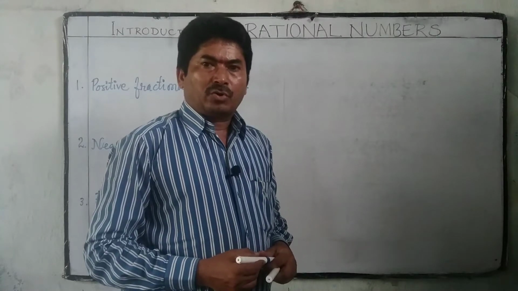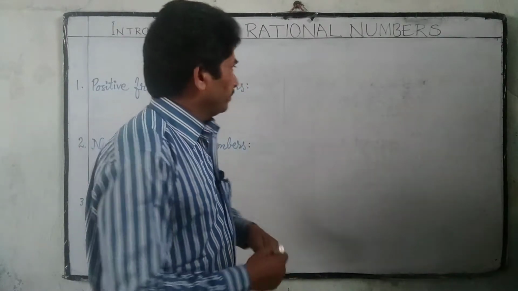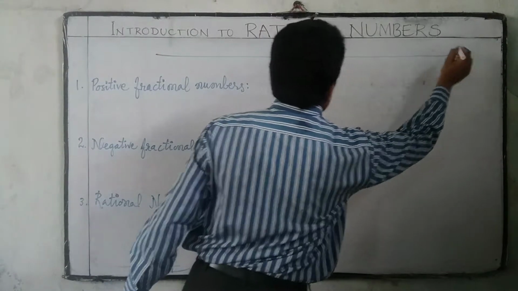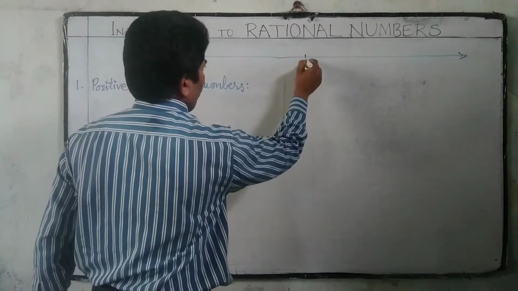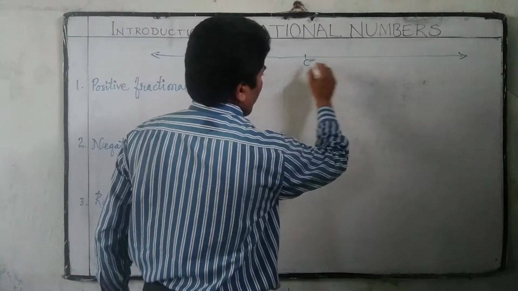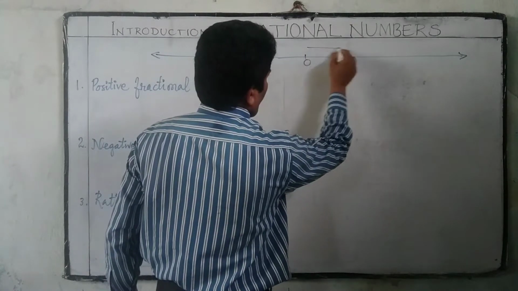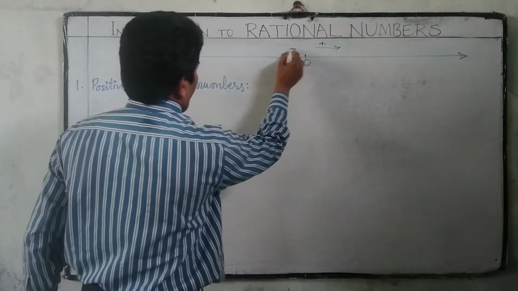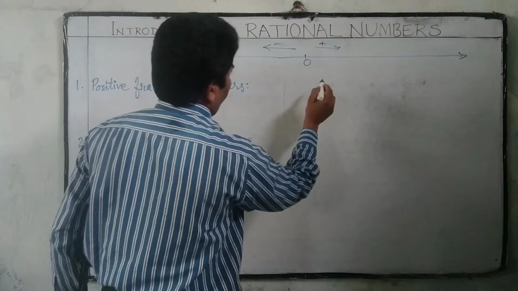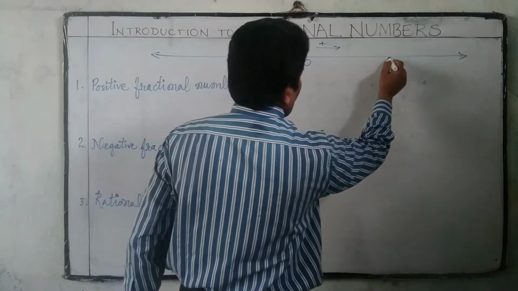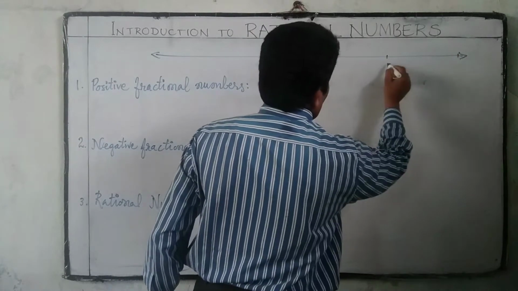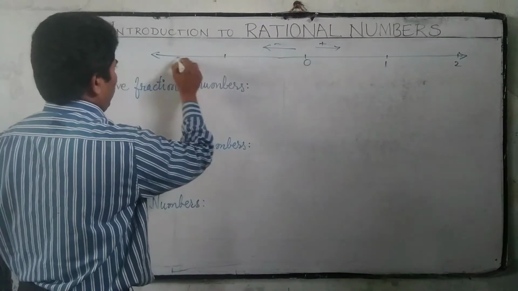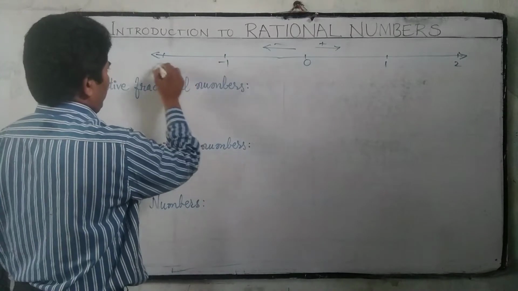We already know how to show integers on number line. Let us draw once again. On right hand side, positive. On left hand side, negative. 1, 2 and so on. This is the plus 1, plus 2. This is the minus 1, minus 2 and so on.